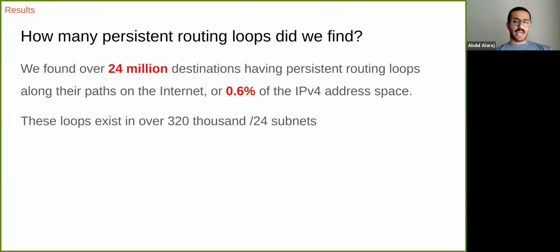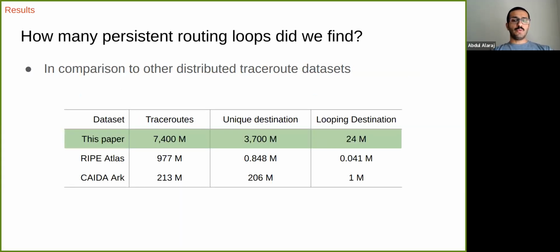And as a result from our scanning, our data set shows that 24 million destinations on the internet suffer from persistent routing loops. That's about 0.6% of the entire IPv4 space. Compared to the looping destinations found in other public distributed datasets combined, namely RIPE Atlas and CAIDA Ark, we find 21 times more looping destinations in our dataset. Note that these methods don't traceroute the entire internet at once, suggesting that scanning the entire internet correlates with finding more looping destinations.